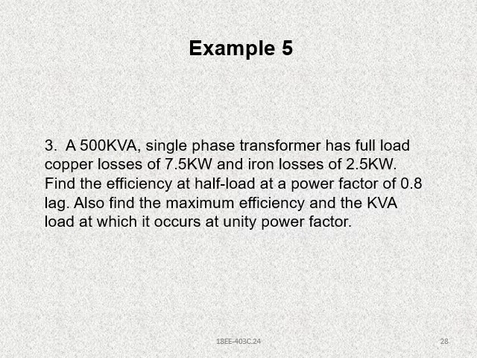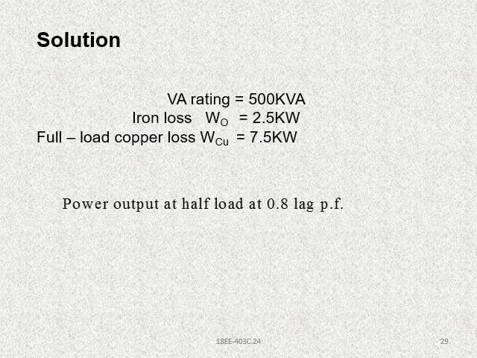Example 5. A 500 kVA single phase transformer has full load copper loss of 7.5 kW and iron loss of 2.5 kilowatts. Find the efficiency at half load at a power factor of 0.8 lag, and also find the maximum efficiency and the kVA load at which it occurs at unity power factor. The same cases for every problem. You can see VA rating 500 kVA, W naught 2.5 kW, WCU 7.5 kW.